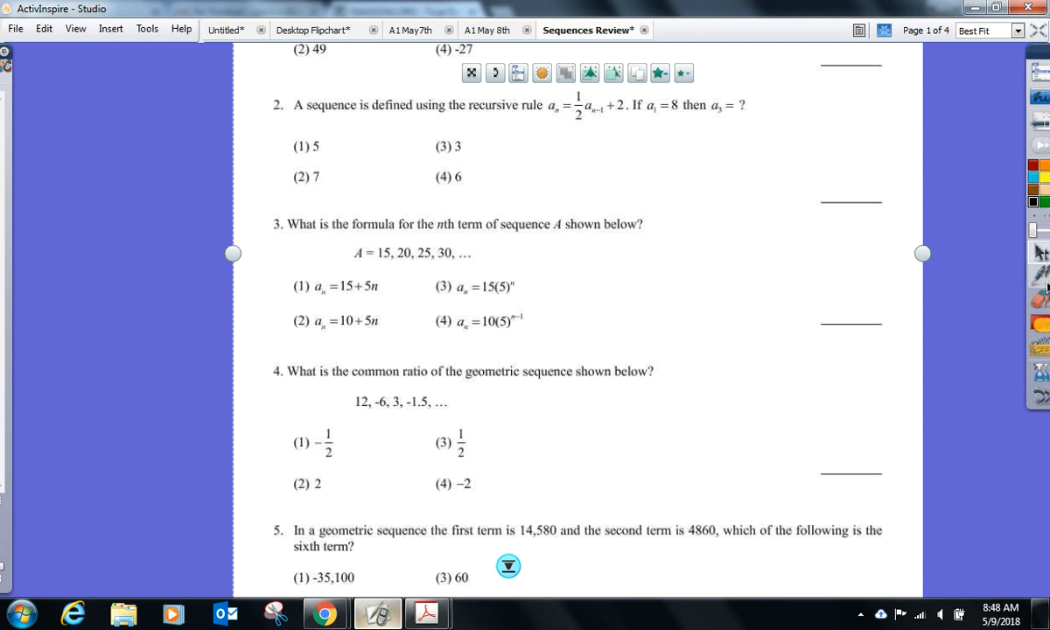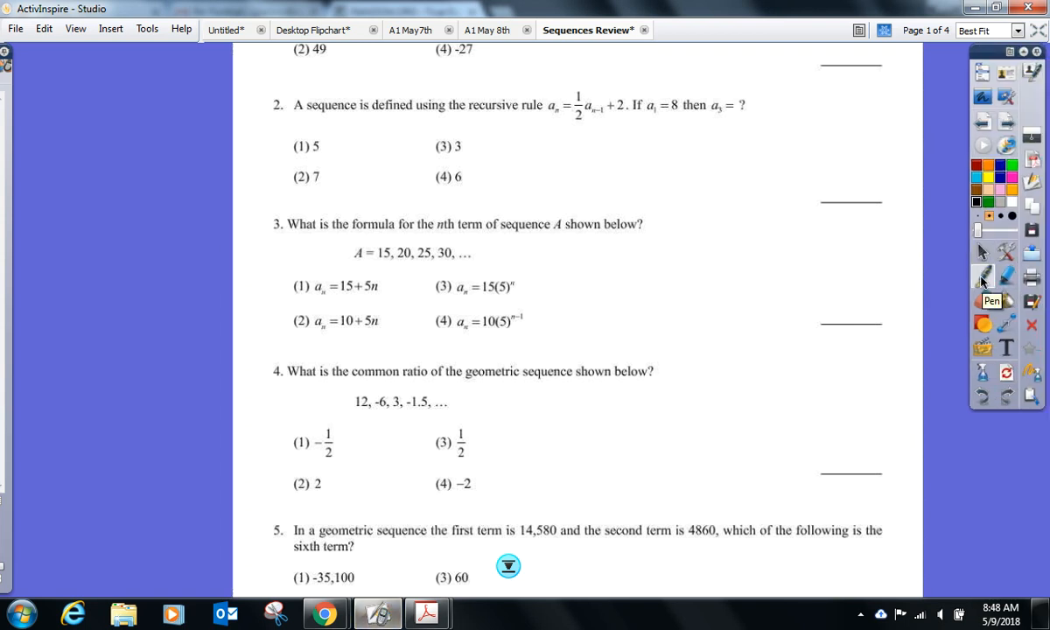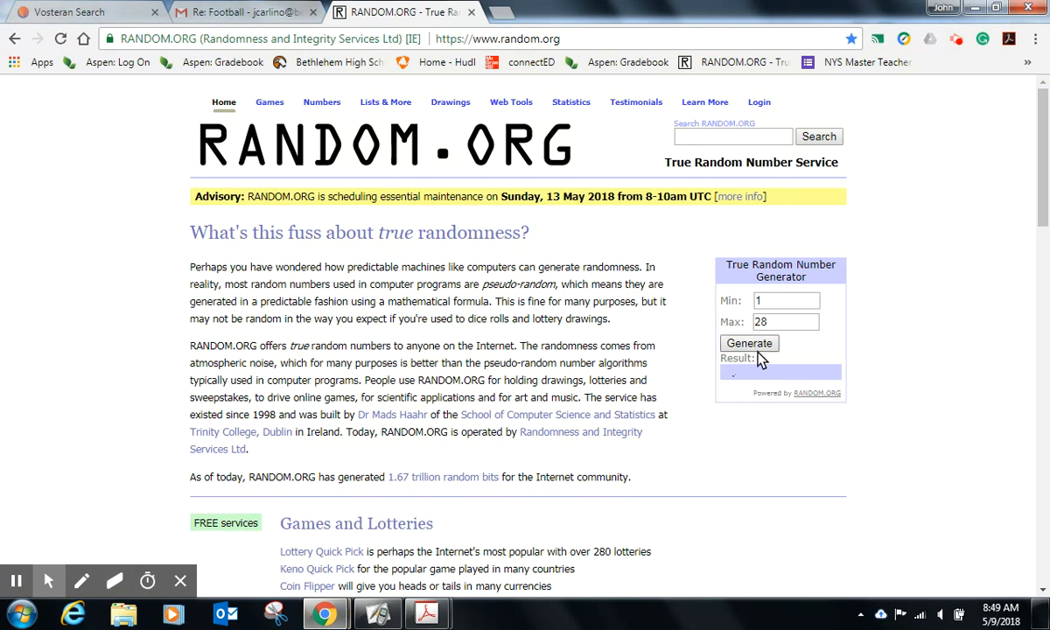For 2, this is exactly what we did yesterday. I got a recursive sequence up here. First term is 8. What's the third term? Do not plug in 3, please. All right, do not plug in 3. Here we go. Let's go, number 25.